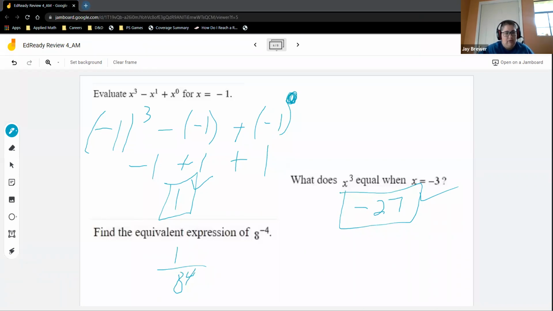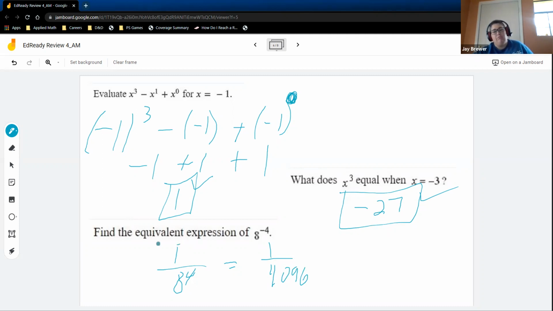And if we get our calculator out, 8 to the 4th. Wow. 1 over 4,096. But I think you can leave it like that. I'm not sure how EdReady would want it, but I think they prefer that version. But both are correct.